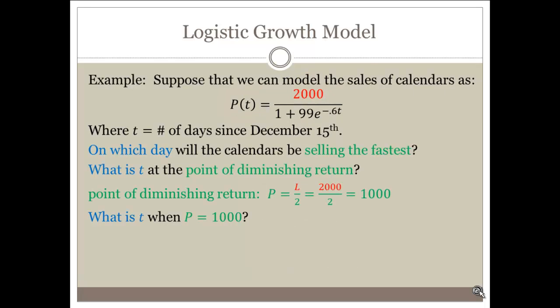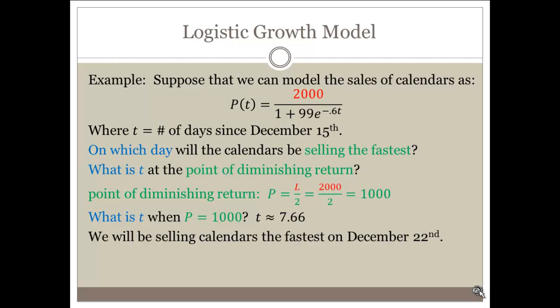So going back to our model, we have that P equals 1,000 when t equals 7.66. Because this is the number of days since December 15th, that means that we will be selling calendars the fastest on December 22nd.